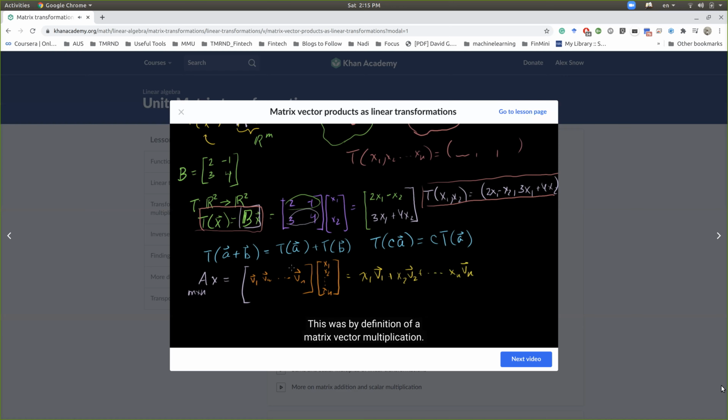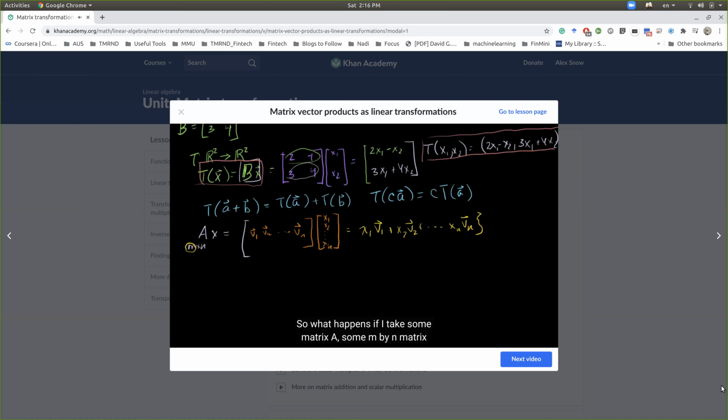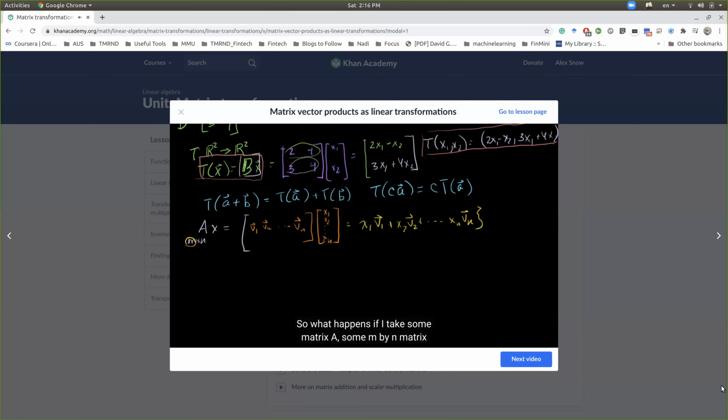This was by definition of a matrix vector multiplication. And of course, I did this at the top of the video, this vector is going to be a member of Rm. It's going to have m components.